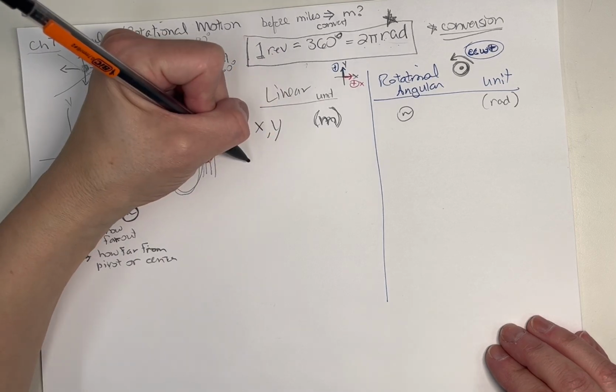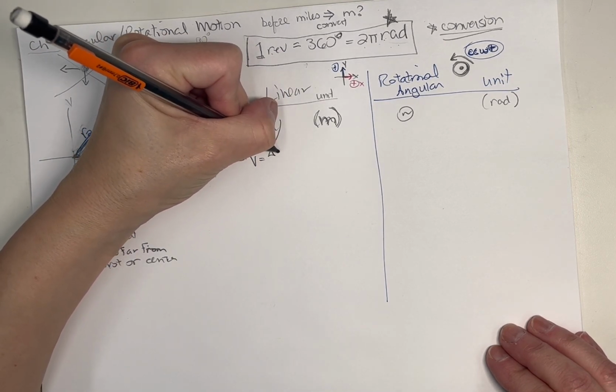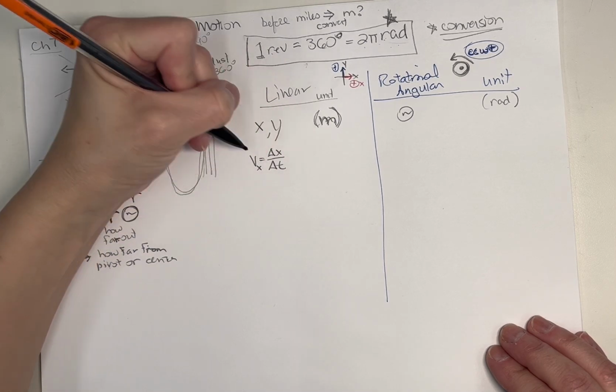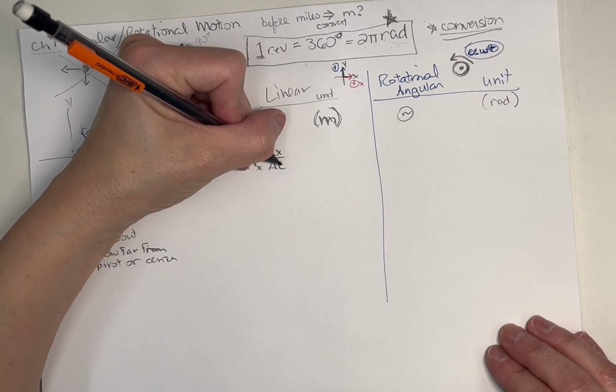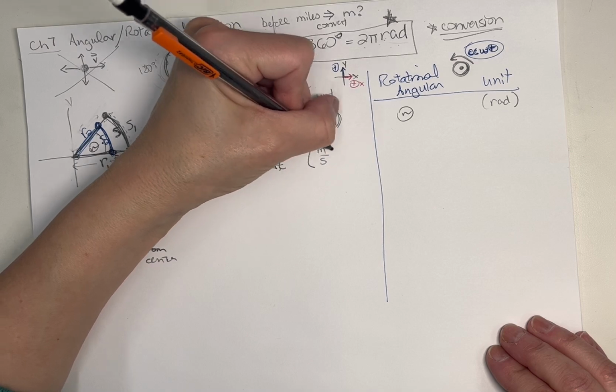Well, what is the next thing we learned in linear motion? That we have something called velocity, and that is a change in displacement, whether X or Y, over time. So the velocity in the X direction is a displacement in the X direction over time. And since it's displacement over time, the unit would be meters per second.